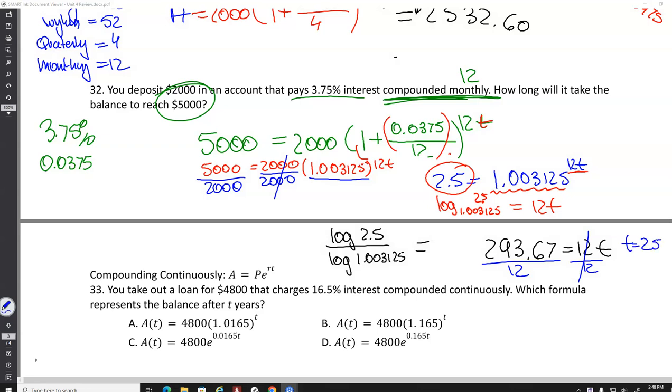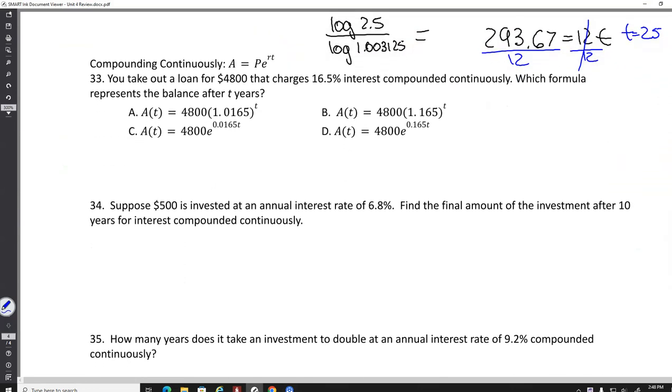It's 24.5, which is 25 years. So that means it will take 25 years with this rate to get monthly earnings of $5,000. All right, moving on to the next one.